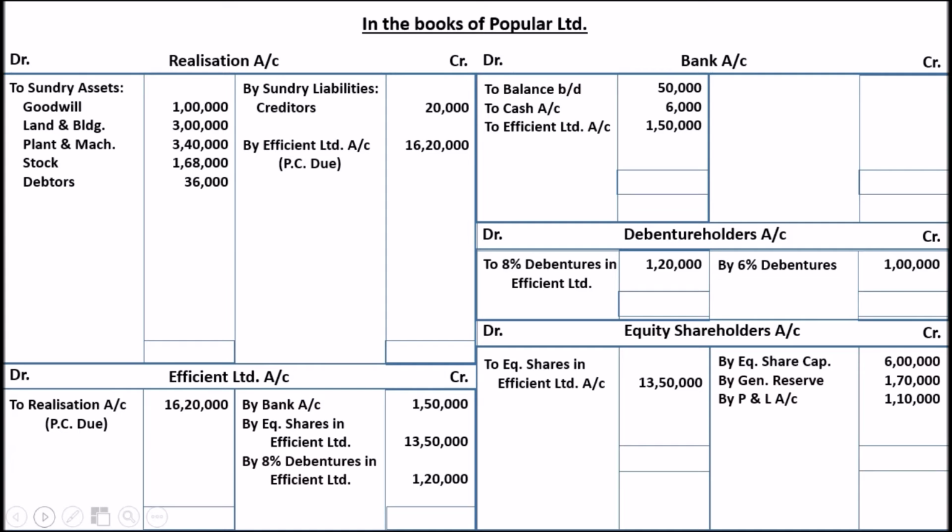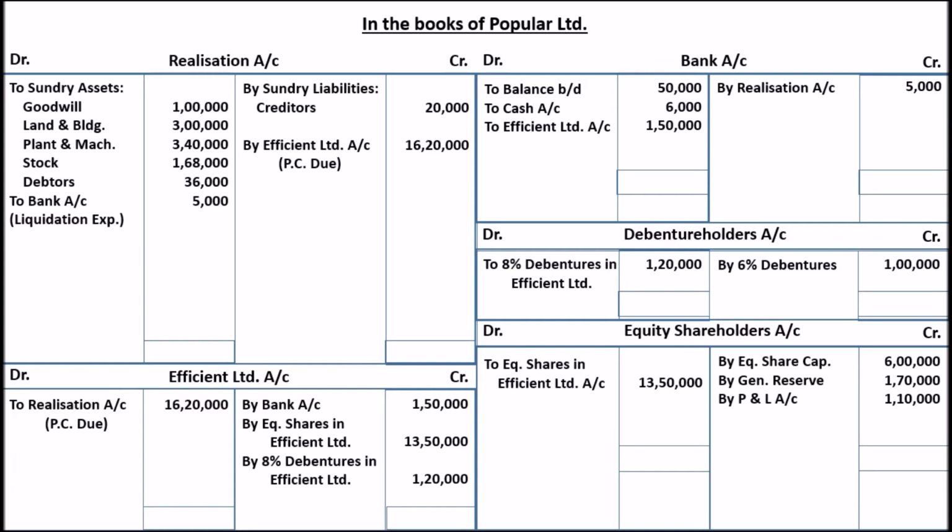Reading further in the problem, it is given that the cost of liquidation of Popular Limited was rupees 5,000. So now we will pass an entry for paying liquidation expense. Entry will be realization account debit to bank account 5,000, and in bank account credit side we will have by realization account 5,000, and that was for liquidation expenses.